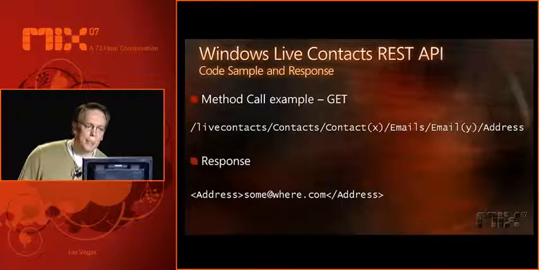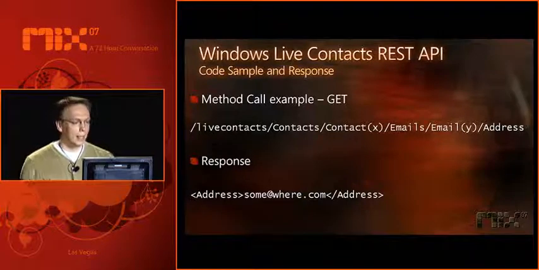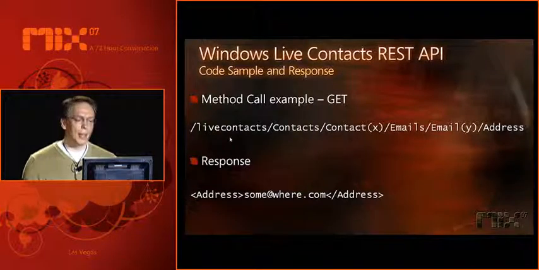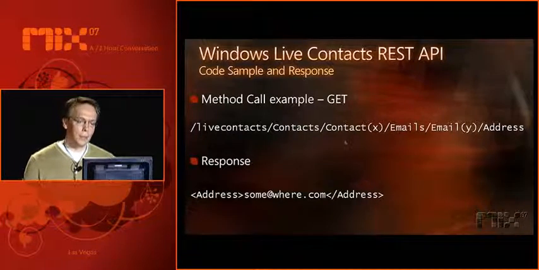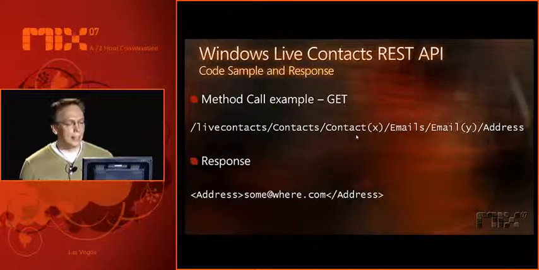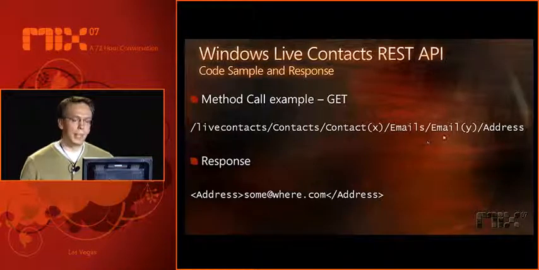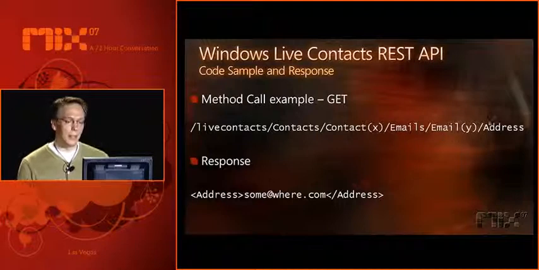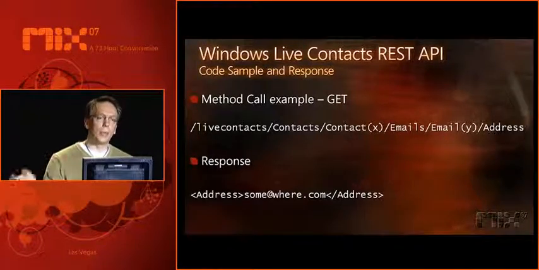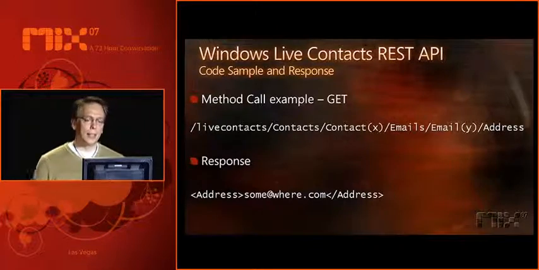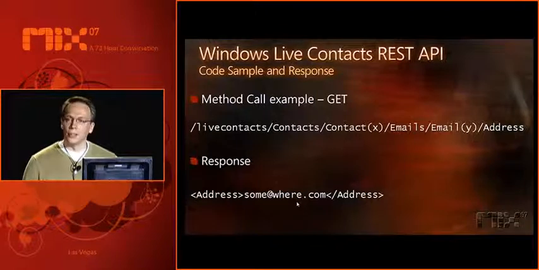So here's a simple example of a get command in the REST API. You'll see at the beginning, we have the service live contacts. There's a collection of contacts within that, and then we specify a particular contact X in this case. Within the contacts, we have emails, and in the email collection, we have a particular email, and this one here is address. So this entire URI specifies the exact object that I want back. And I simply make that get command, and I get back the email address that corresponds to that address.